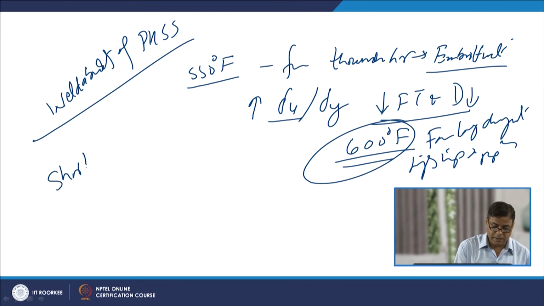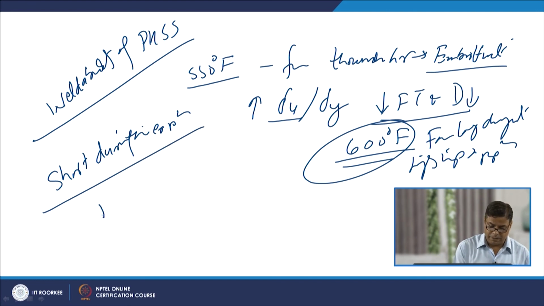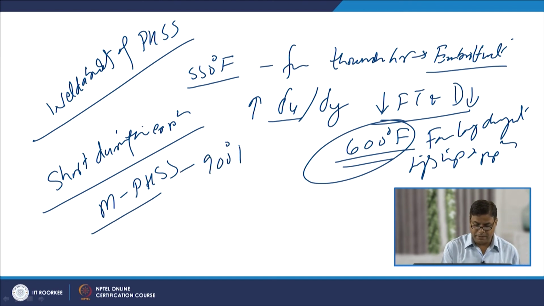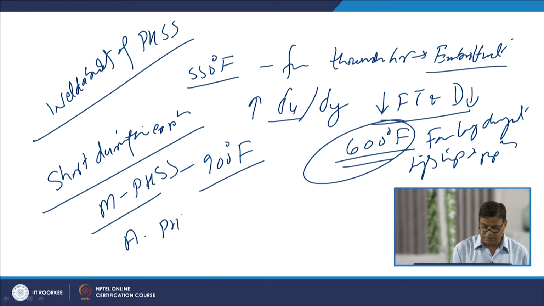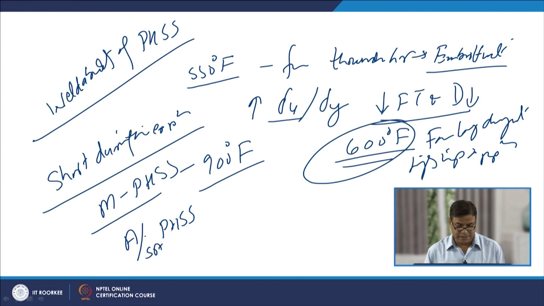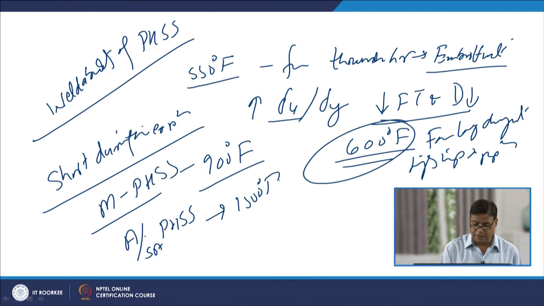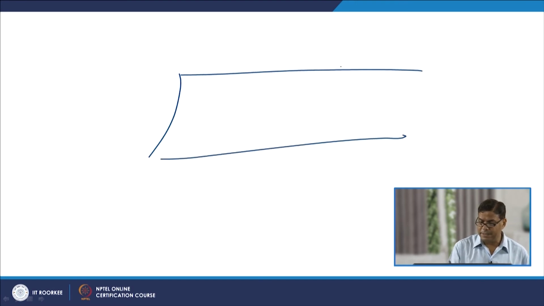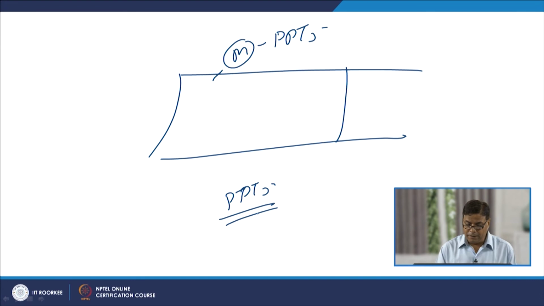But if short duration exposure is needed, then martensitic precipitation hardenable stainless steels can be heated up to 900 degrees Fahrenheit, and the austenitic or semi-austenitic precipitation hardenable stainless steels can be used even up to 1500 degrees Fahrenheit. As we have seen, these steels gain their strength either from the development of martensite or from the development of fine precipitates. So whenever heat is applied, these precipitates tend to dissolve, leading to an unfavorable change in mechanical properties.